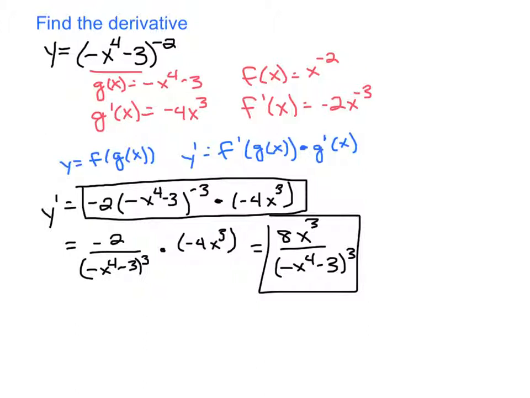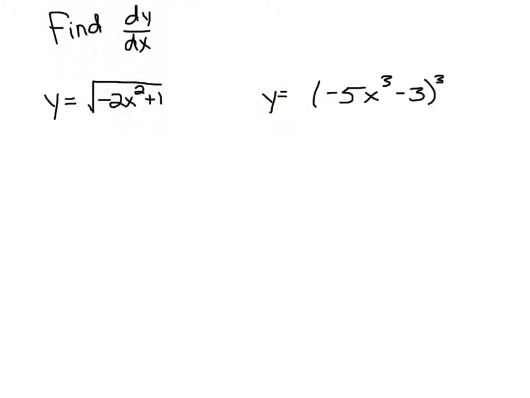But that's basically how you find the derivative using the chain rule. After watching this video, you should feel comfortable with trying these out. Keep in mind that square root is the same thing as saying raised to the half power. After this, we're going to start combining all the rules we've learned so far, including power rule, product rule, quotient rule, and now the new chain rule.